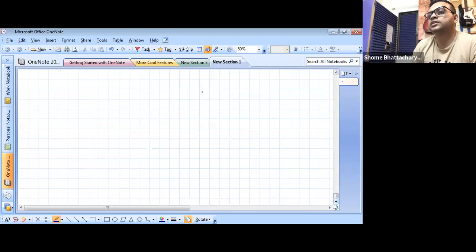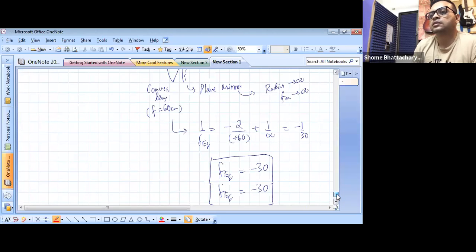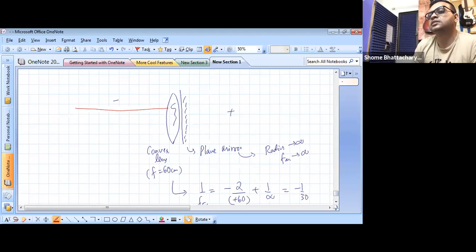So that means the combination should act like this. The equivalent focal point is here at 30 centimeters, which means that if light were incident parallel to the principal axis, it should converge here for the equivalent mirror. So you should also be able to prove, by the same kind of 3-event method we did earlier, that if light were incident like this, it will suffer refraction, reflection, and then again refraction, and come back here at the equivalent focal position, which should be 30 centimeters.